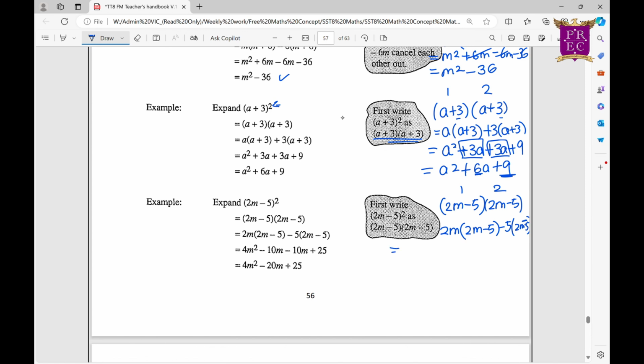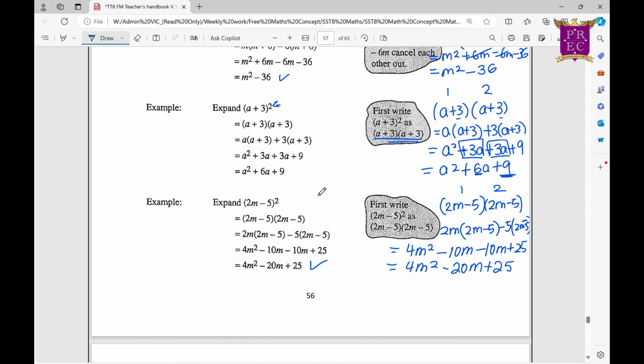And so that gives you 2m times 2m is 4m squared. 2m times negative 5 is minus 10m. And negative 5 times 2m is again negative 10m. Negative 5 times negative 5 is positive 25. And you get 4m squared, negative 10m minus 10m is negative 20m, plus 25.